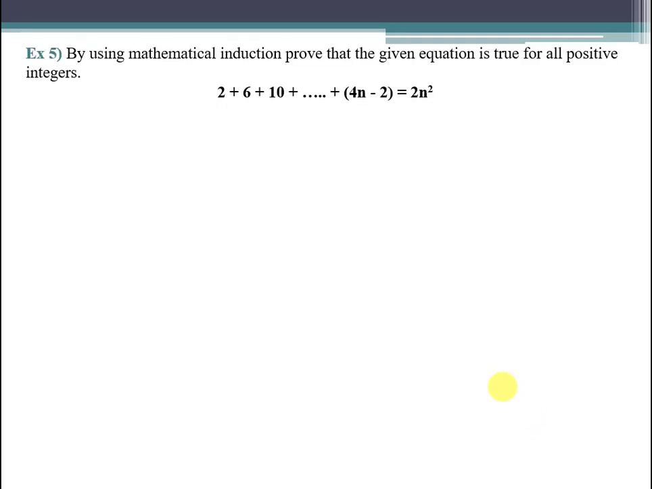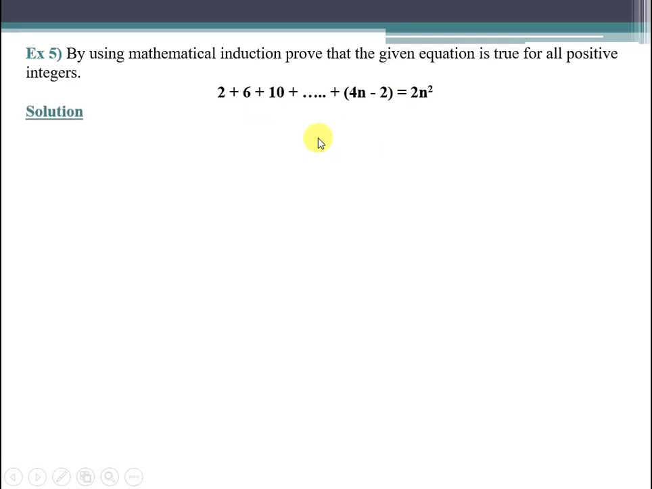Exercise number 5. By using mathematical induction, prove that the given equation is true for all positive integers. So here we consider this statement: 2 plus 6 plus 10, and the general term is 4n minus 2, and it's equal to 2n squared. Let's prove this statement.